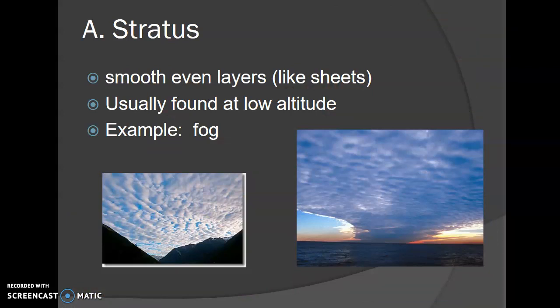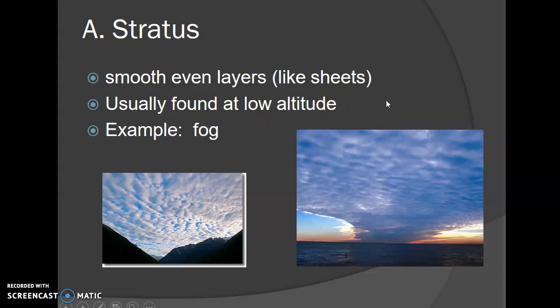First up is stratus. Stratus clouds tend to be fairly smooth and flat. The name means sheets, and so these can be the clouds that cover the entire sky. They're just very large. You don't have a whole lot of detail in between the two clouds. They're just close together and smoothly arranged. They're usually found at low altitude. In fact, fog is a type of stratus cloud.